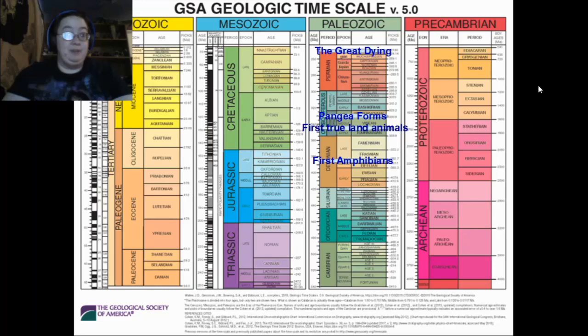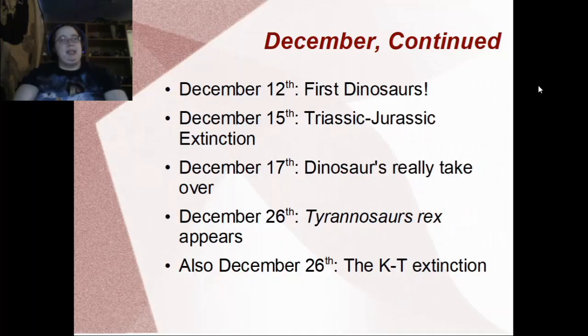So December 12th, we have the first dinosaurs in the Triassic. Actually, it's about the mid-Triassic that they finally evolve. There were a few kind of interesting creatures that were around during the early Triassic periods. They didn't make it out, and dinosaurs, because they were diversifying and they were easily adaptable, continued on by the 15th from the Jurassic extinction. By the 17th, dinosaurs have really taken over. They are the dominant land species on the planet, and they are incredibly diverse.